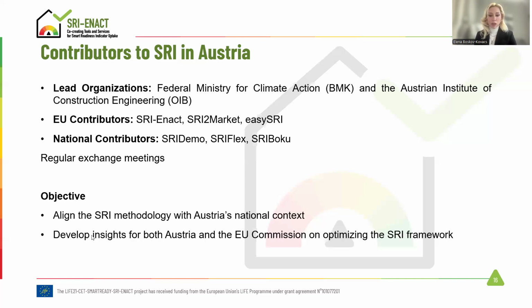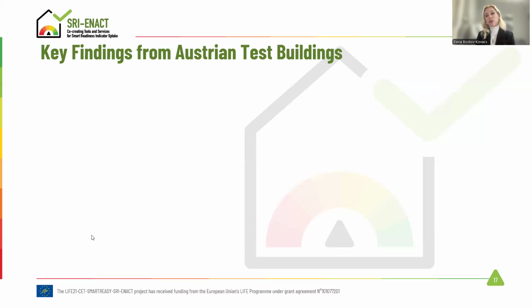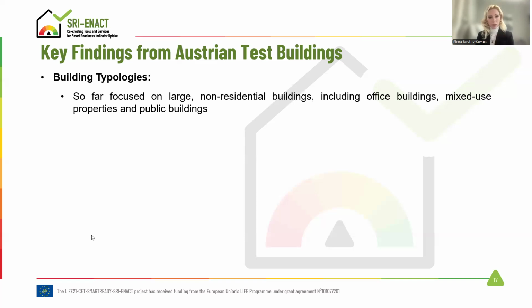As I mentioned, the key findings are something that has been taking place for a while, given that Austria started years previously. During this pilot phase, the focus that we had was mostly on larger non-residential buildings. These were predominantly offices, mixed-use spaces, public buildings. And so far, which is not surprising, the SRI score has been around 22%.